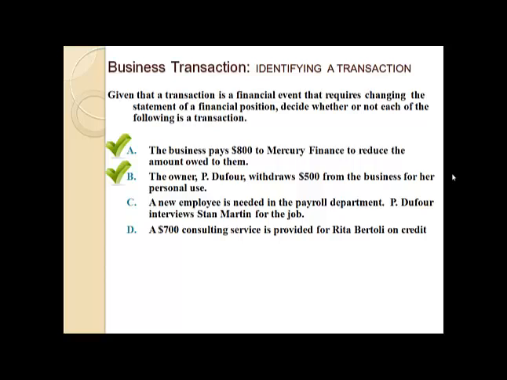C. A new employee is needed in the payroll department. P. Dufour interviews Stan Martin for the job. This is not a transaction because there's no financial change that is occurring to the company as of yet. The employee is only being interviewed. D. A $700 consulting service is provided for Rita Bertoli on credit. This is a transaction because this will affect the financial position of the company.